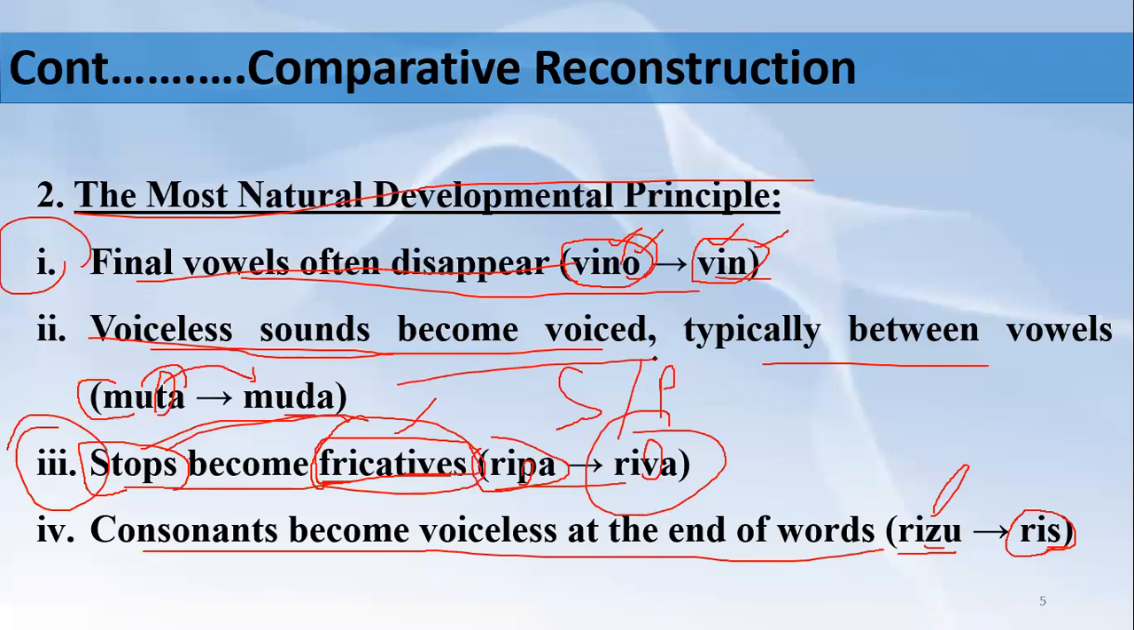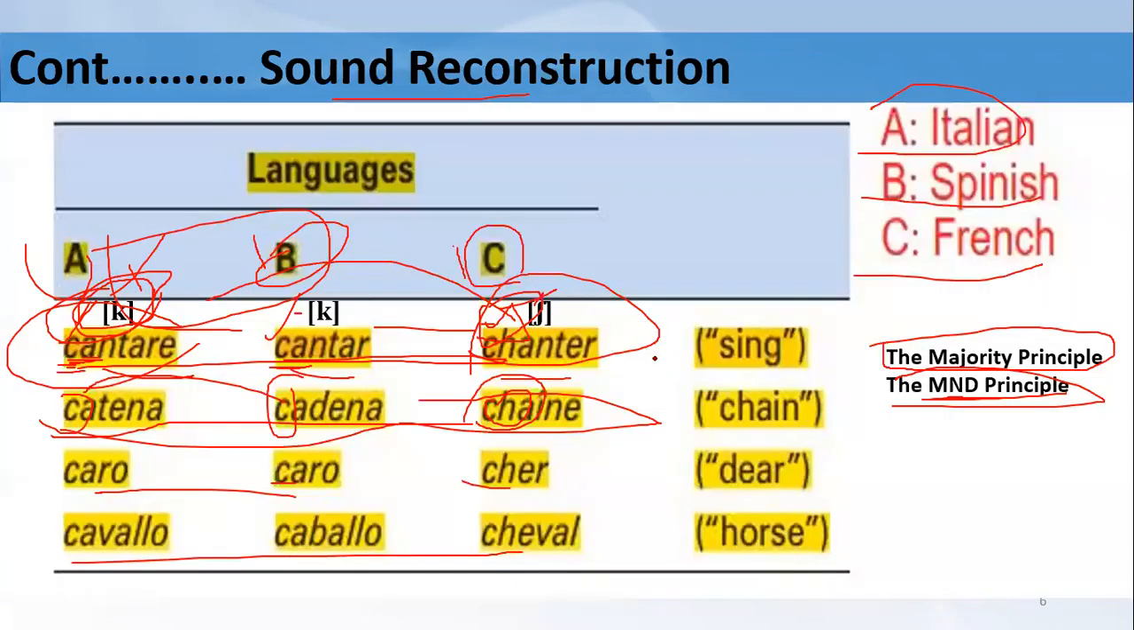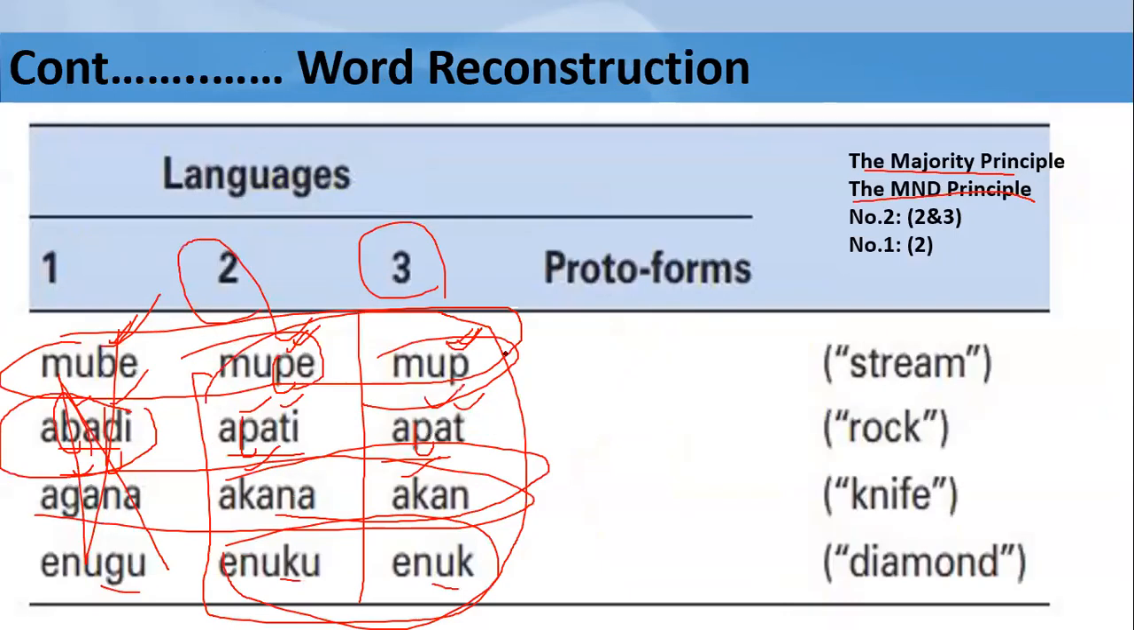sounds become voiced typically between vowel sounds. So we have here voiceless between vowel sounds. Okay, voiceless sound, and later on it becomes voiced. So it means that this was the initial, the older form, and later on it becomes a voiced sound. So this is the new form, and it must have been the older form, the proto form. Fine. So this is rule number two.